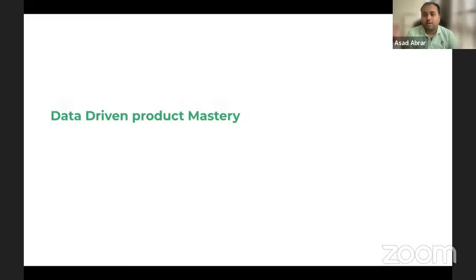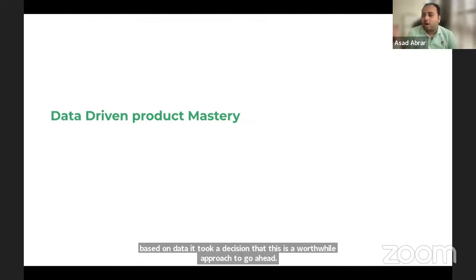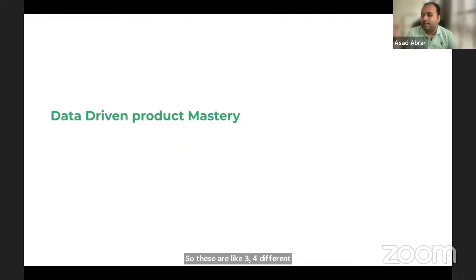Kind of increased. So based on data, I took a decision that this is a worthwhile approach to go ahead. So these are like three, four different broad categories. There may be a lot of subcategories as well. But these are three different broad categories of how any product decision is made. And data is one of the most fundamental parts of it. So we will go deeply into data.